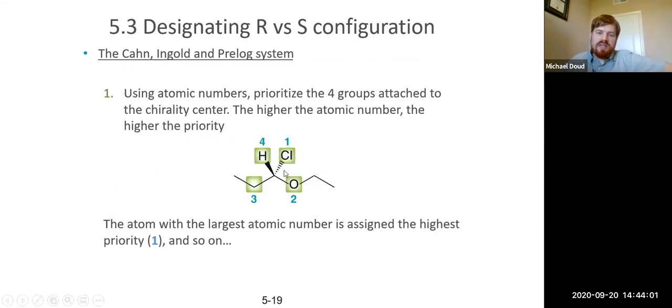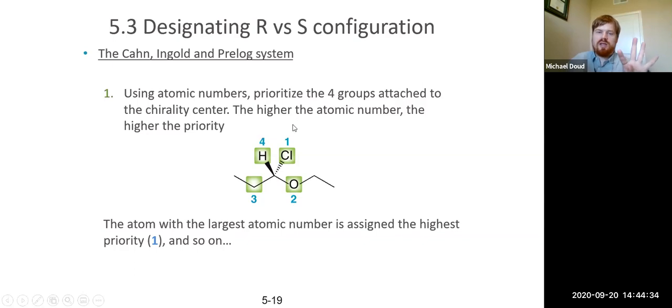Okay, so for example, this chiral center is bonded to a chlorine, an oxygen, a carbon, and a hydrogen. So we have to number 1, 2, 3, and 4. Clearly it's a chiral center, it's bonded to 4 different atoms. So we know that hydrogen is going to be the last number because the higher the atomic number, the higher the priority is going to be. This is what we call the Cahn, Ingold, and Prelog system. So hydrogen with atomic number 1, that's always going to be the lowest priority for us.